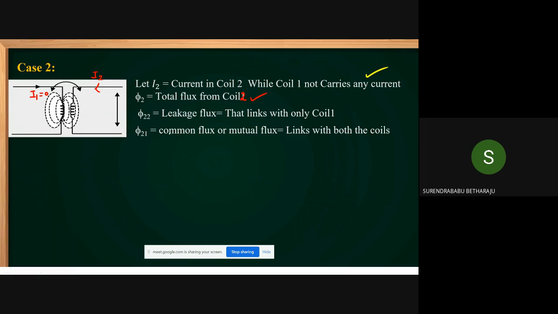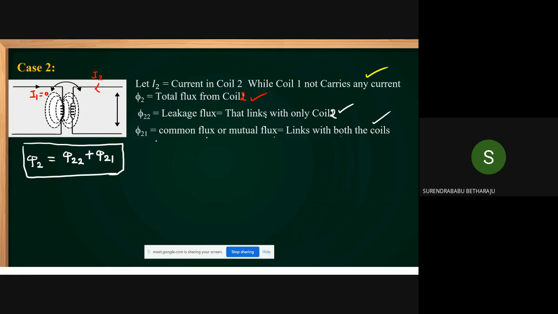Phi 2 is the leakage flux that links with only coil 2. Phi 1 is the common flux or mutual flux that links with both the coils. Now what is the total flux in coil 2? The total flux of coil 2 is the leakage flux of coil 2 plus the flux which links with both the coils. Very important, students, please concentrate. Clear? Phi 2 total equal to phi 2 plus phi 1.